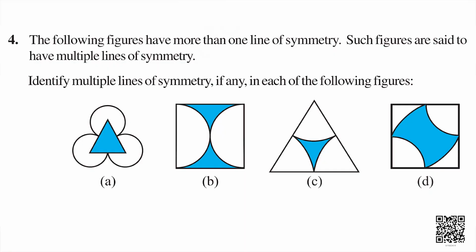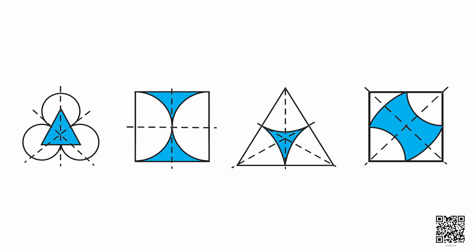With this students, let us move on to another question, that is question number 4, which is, the following figures have more than one line of symmetry. Such figures are said to have multiple lines of symmetry. Identify the multiple lines of symmetry, if any, in each of the following figures. So students, first we have been shown some figures with multiple lines of symmetry. Then we have to identify multiple lines of symmetry in the given figures. So for the first one, we can see a triangle and 3 circles. So this given figure has 3 lines of symmetry, hence it has multiple lines of symmetry.